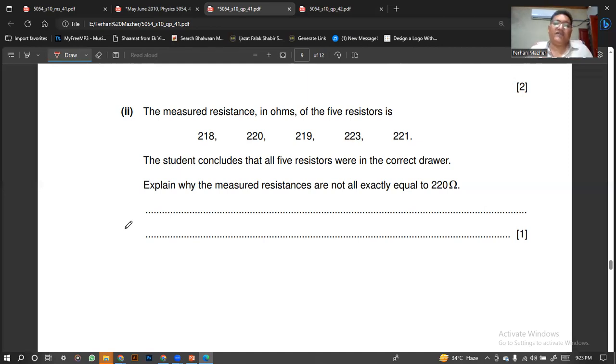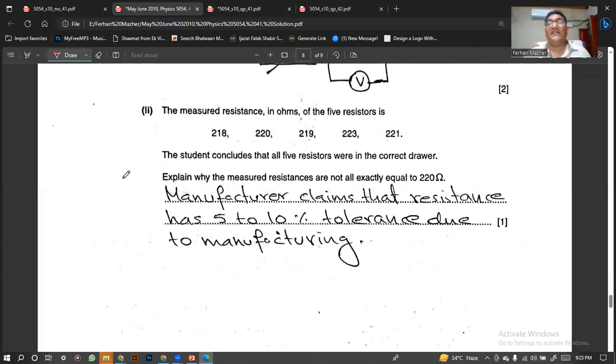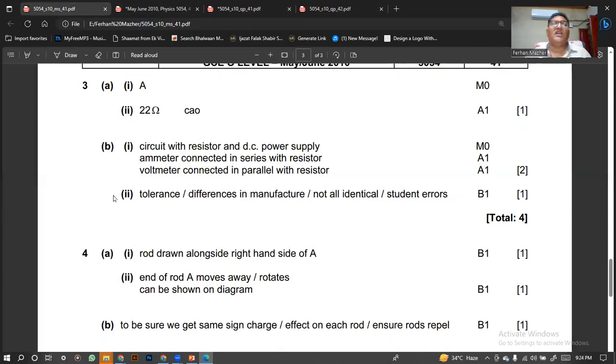Or if the tolerance is 10%, it means the value of the resistance which we are claiming that this resistor will have, its actual value might be 10% more or 10% less. This happens due to the processing of the manufacturer, due to the material. So the manufacturer claims that resistance has 5 to 10% tolerance due to manufacturing. That happens due to the manufacturing. This is due to the tolerance difference in manufacture.